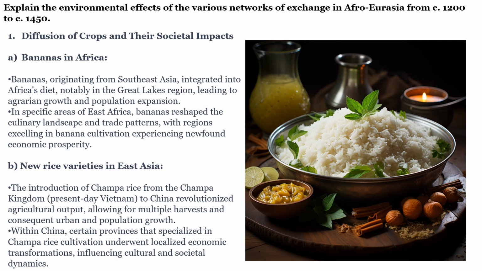We also have new rice varieties in East Asia, the introduction of Champa rice from the Champa Kingdom, which connects to present-day Vietnam, to China as a tribute, revolutionized agricultural output, allowing for multiple harvests and consequently urban and population growth. Within China, certain provinces that specialized in Champa rice cultivation underwent localized economic transformations, influencing cultural and societal dynamics.